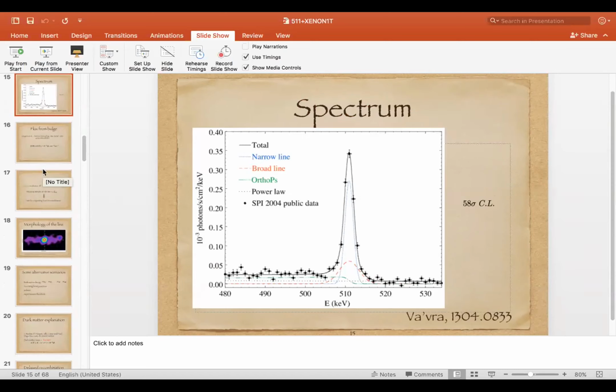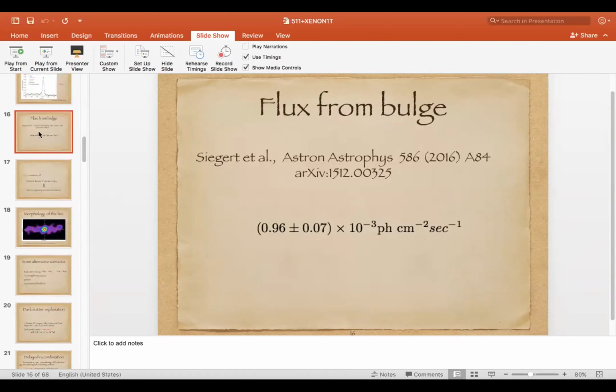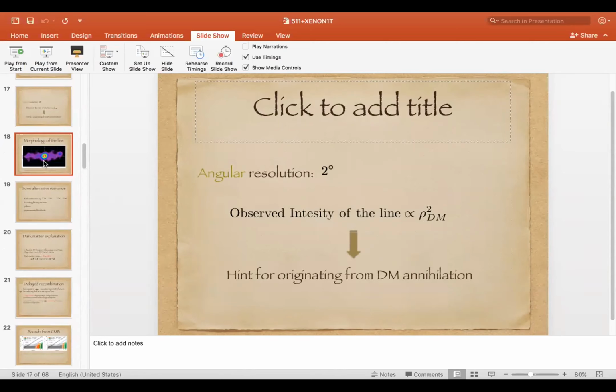The INTEGRAL space telescope has confirmed this signal with very high statistics, and thanks to its very good angular resolution, it has also reconstructed the morphology of the intensity of the line from the galactic center, which turns out to be consistent with being proportional to dark matter density squared, strengthening the hints for dark matter.